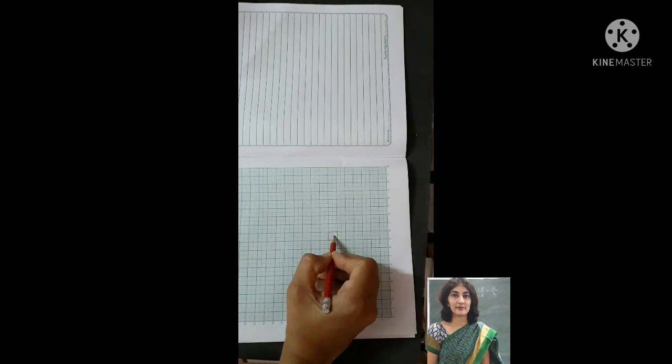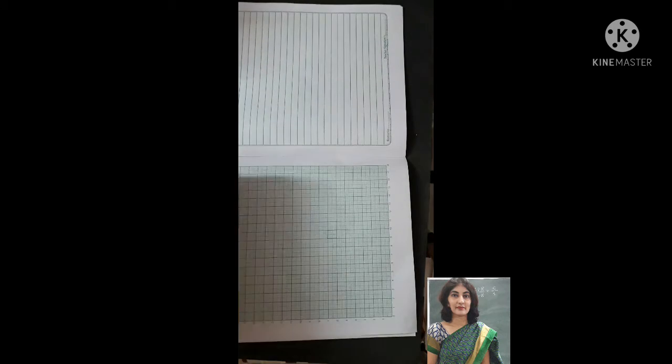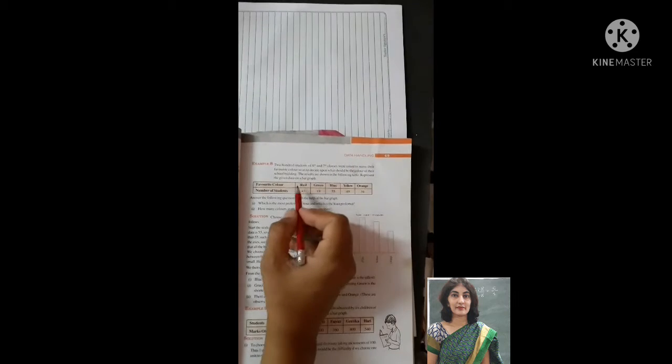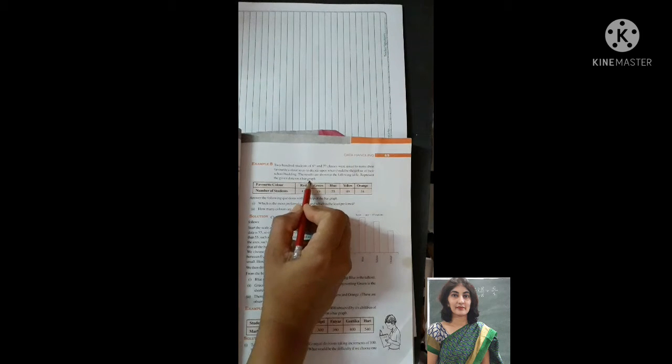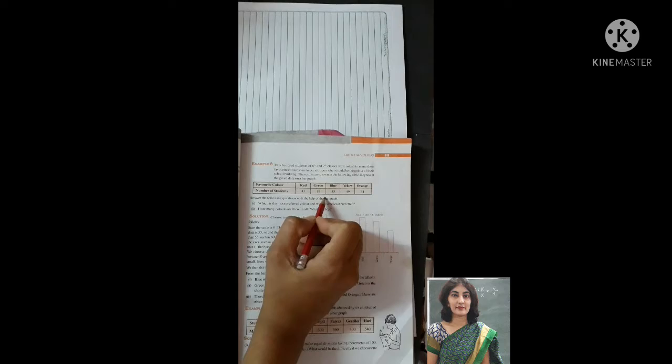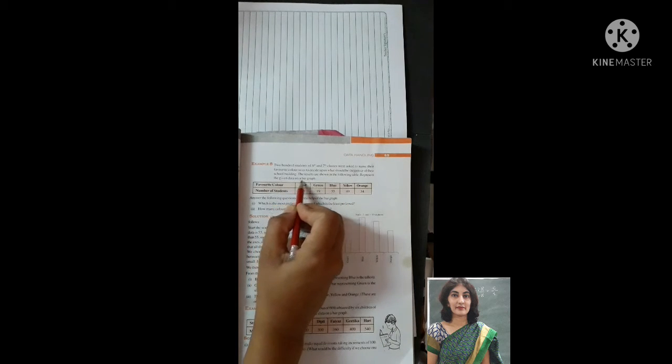200 students of 6th and 7th classes were asked to name their favorite color so as to decide upon what should be the color of their school building. The results are shown in the following table. Represent the given data on the bar graph. In the question it will be written, then only we have to represent on the graph.